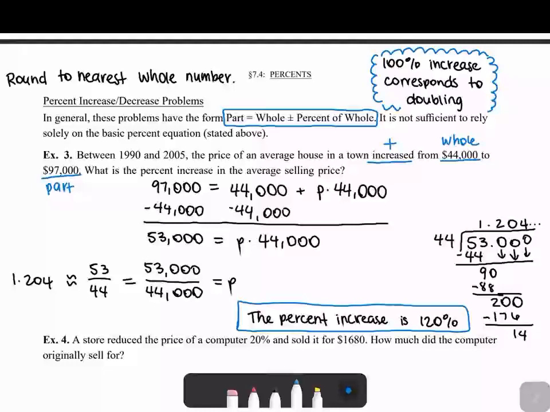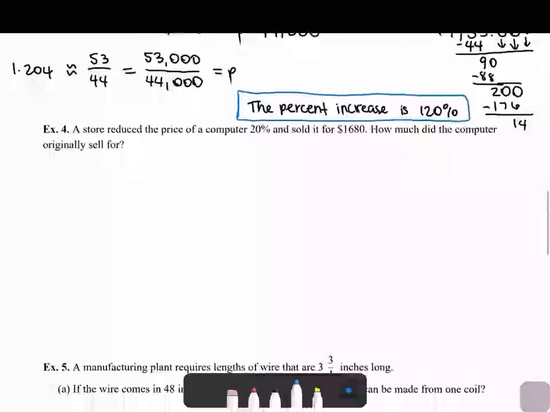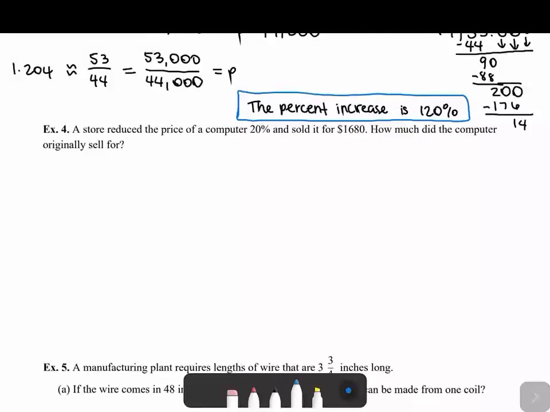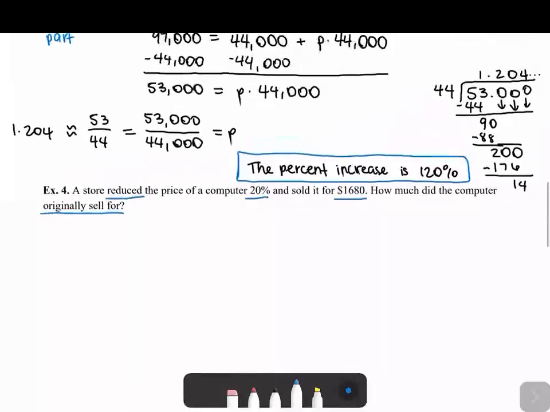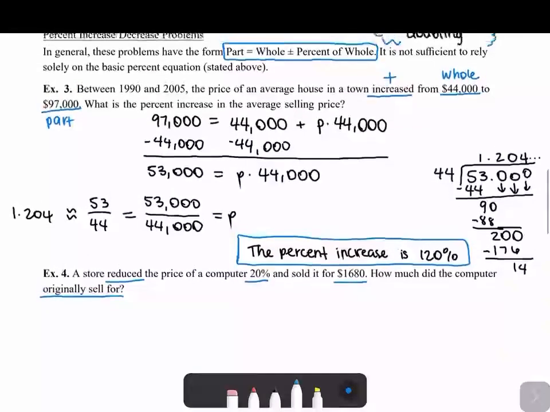Okay, so let's do the next example. We have a store that reduced the price of a computer 20% and sold it for $1,680. We want to know the original price of the computer. So remember that we're looking for four things: our part, our whole, our percent, and then an increase or decrease word.